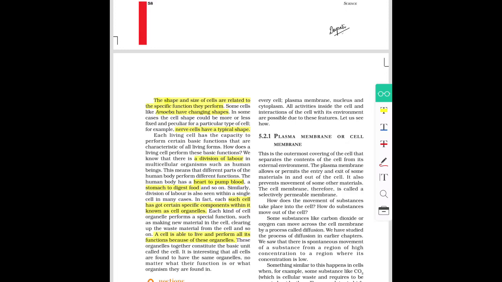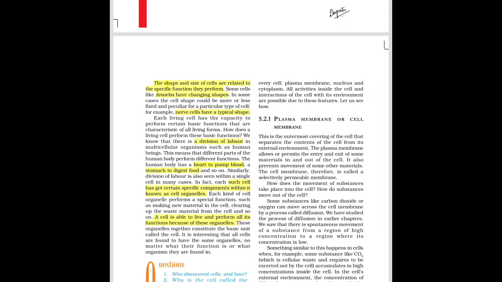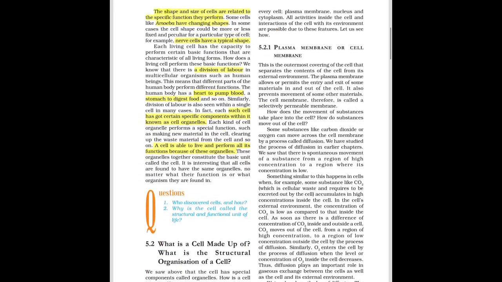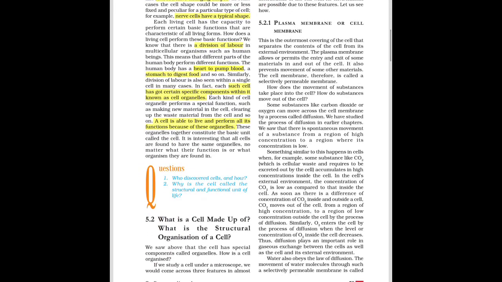So let us move further through the chapter and try to understand more about the cell. What is a cell made up of, and what is the structural organization of a cell? These are the two questions which we are going to understand further in this chapter. Now, we understood that a living organism is made up of cells. But what is this cell made up of? Let us see.